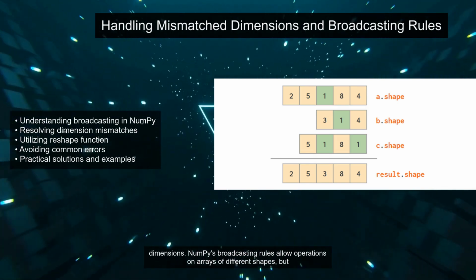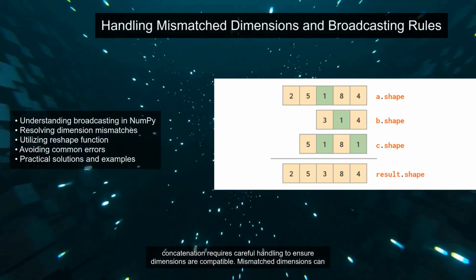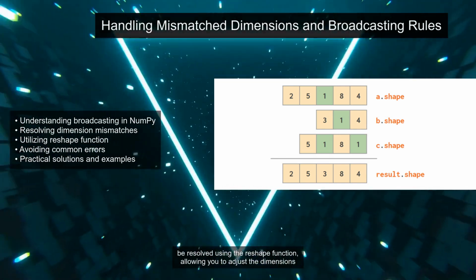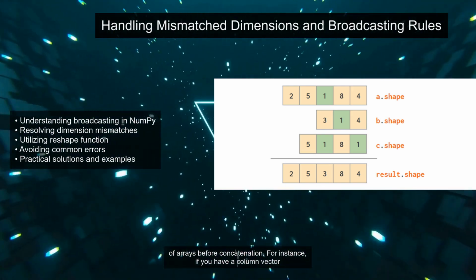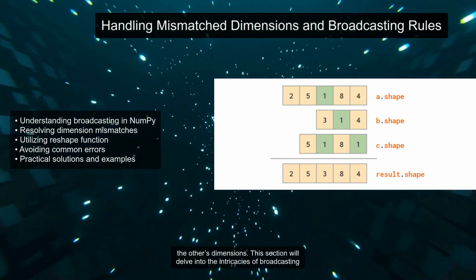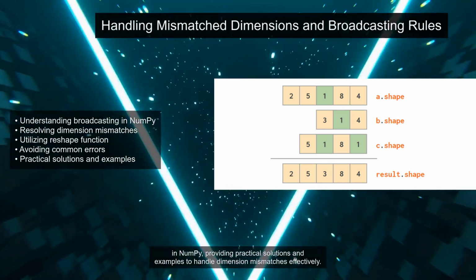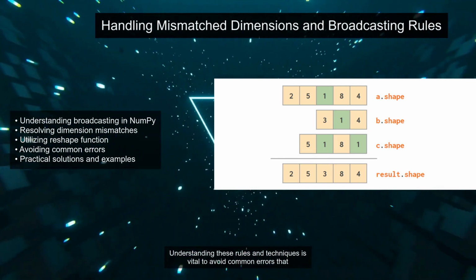NumPy's broadcasting rules allow operations on arrays of different shapes, but concatenation requires careful handling to ensure dimensions are compatible. Mismatched dimensions can be resolved using the reshape function, allowing you to adjust the dimensions of arrays before concatenation. For instance, if you have a column vector and a row vector, you might need to reshape one to match the other's dimensions. This section will delve into the intricacies of broadcasting in NumPy, providing practical solutions and examples to handle dimension mismatches effectively.